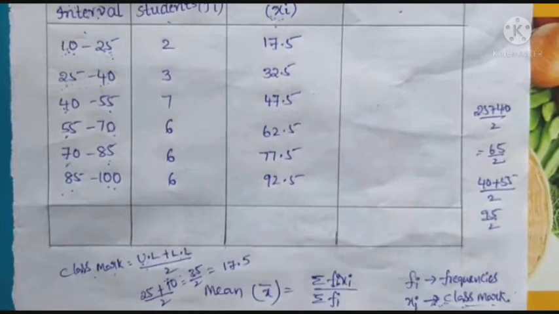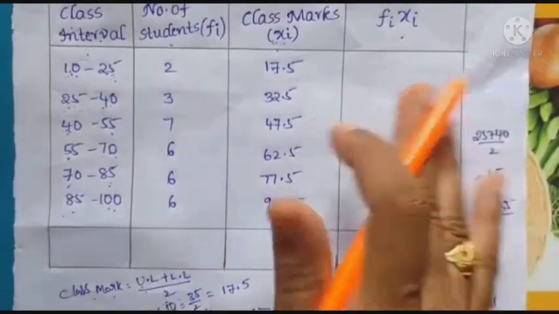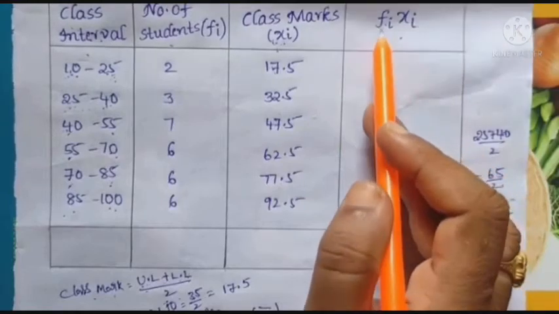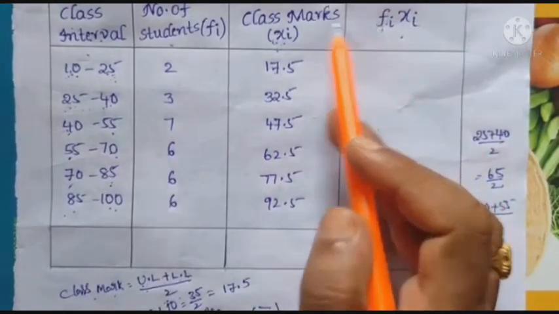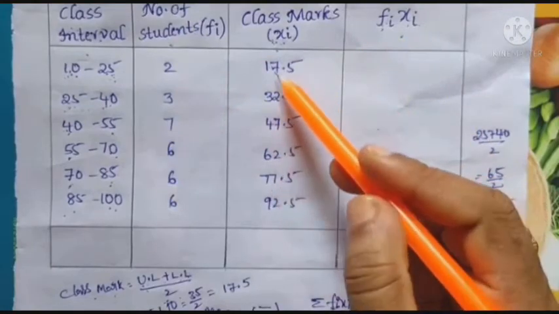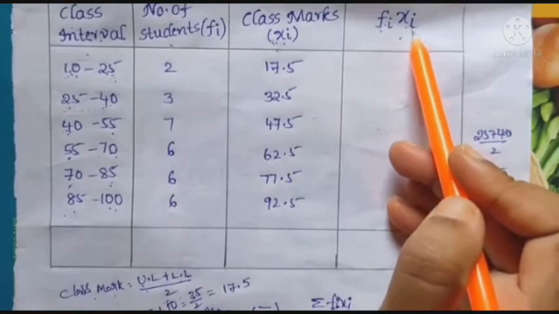Next, we can observe this formula: sigma fi xi by sigma fi. Here we have to find fi xi. So the next column is fi xi. Fi xi means fi into xi. Here fi is the frequencies of observations and xi is the class marks. So, frequency into class mark.